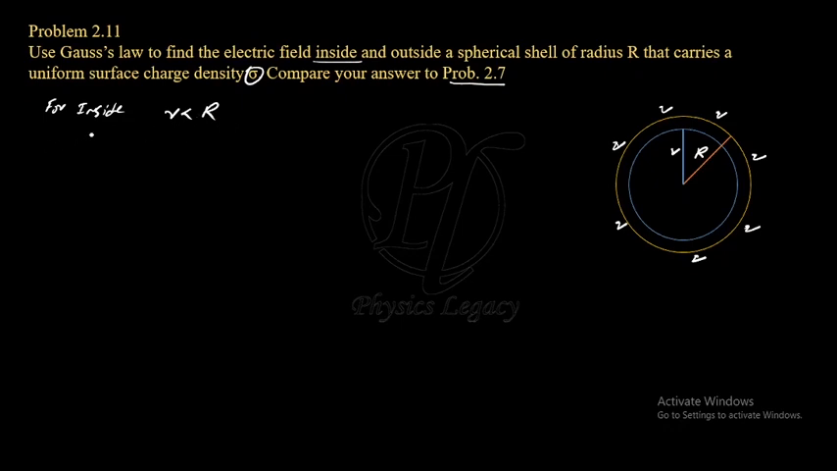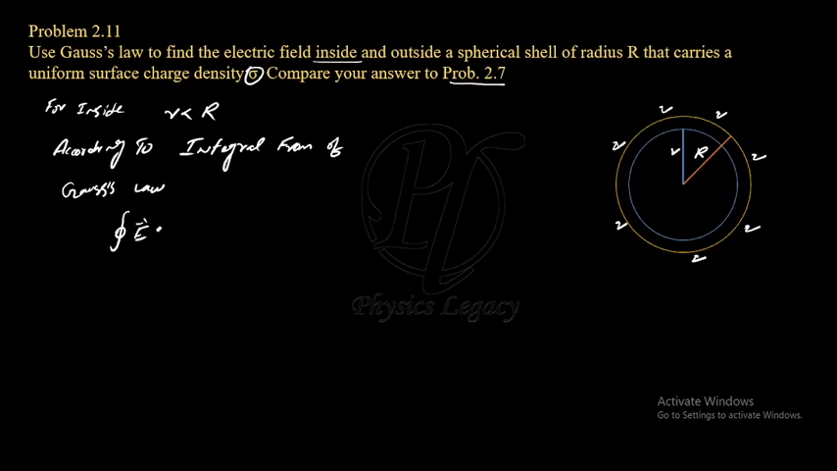So to calculate the E field we use the integral form of Gauss's law, that is, closed integral E dot dA equal to Q enclosed over epsilon naught. As you see from the figure, Q enclosed inside this spherical shell is 0 because charges are distributed on the surface of this spherical shell. So Q enclosed equal to 0. So our E field will also be 0 because Q enclosed by this surface is 0. So E inside is equal to 0.